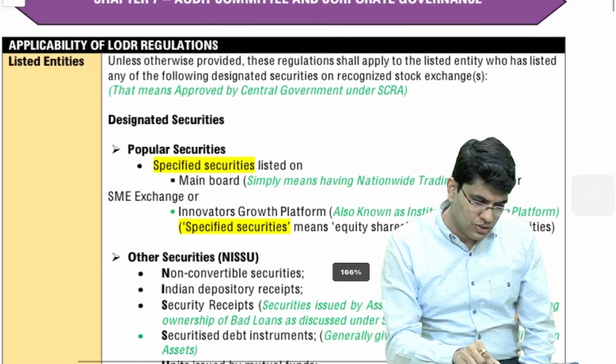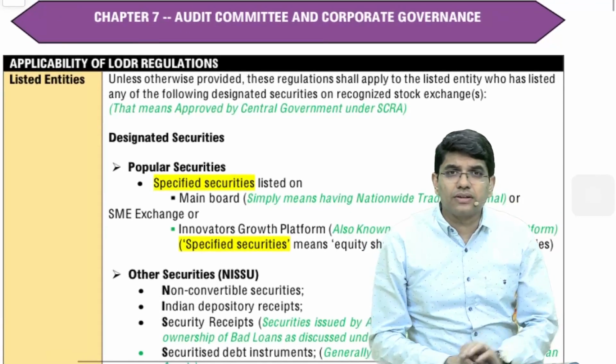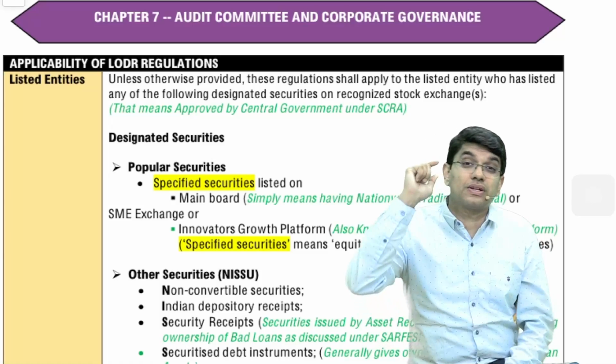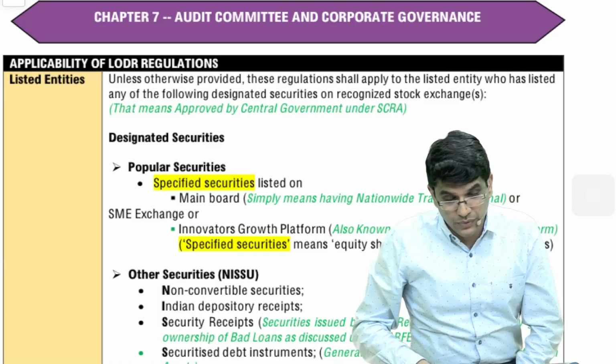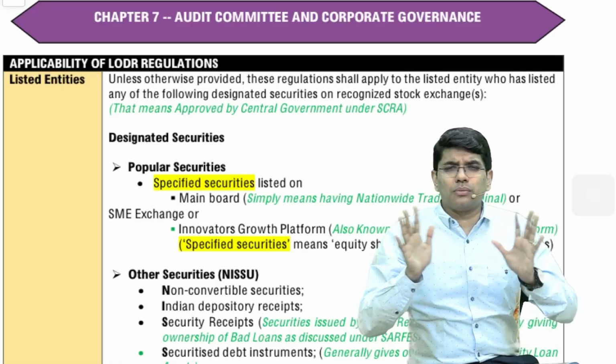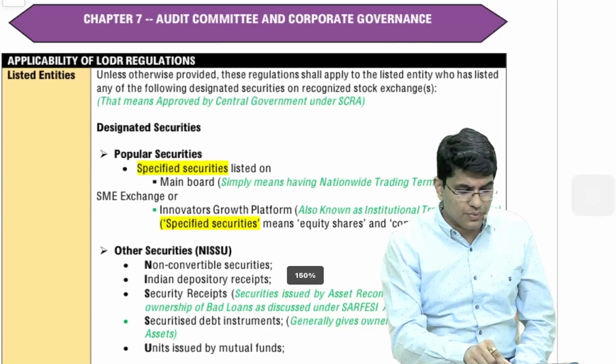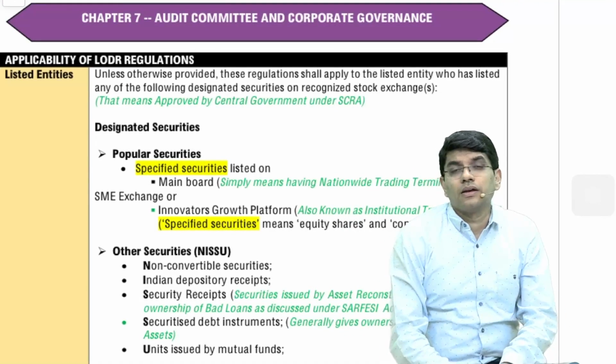Okay, let's start. We start with chapter number 7. The first 6 chapters are as per the ICAI study material, and in the first 6 chapters there are not many changes. Let's see the changes. Chapter number 7, audit committee and corporate governance.